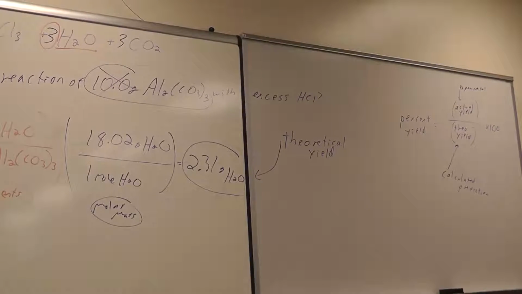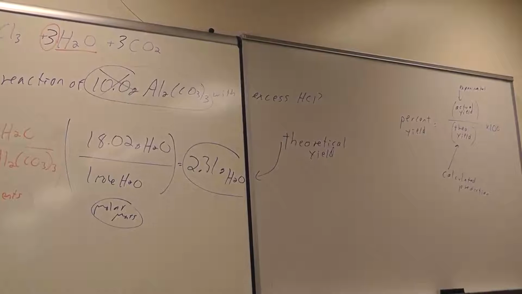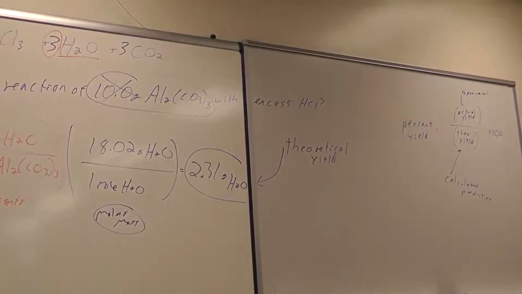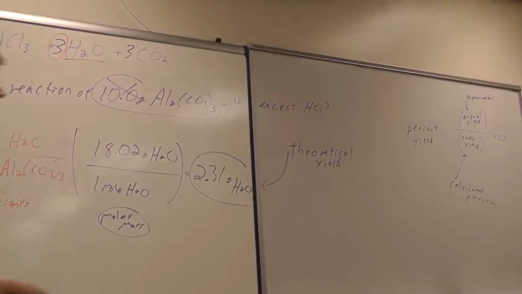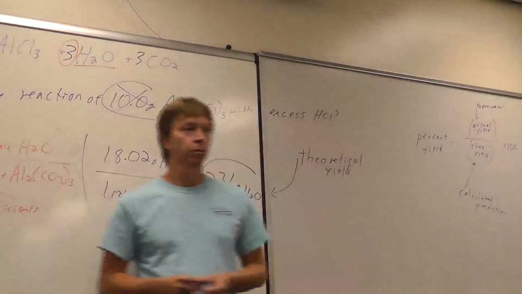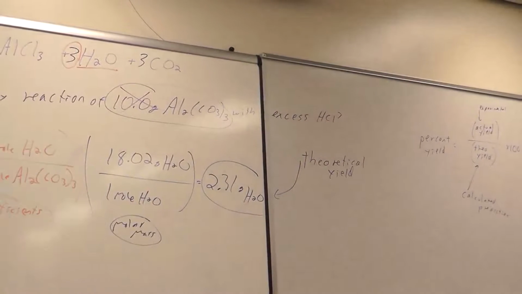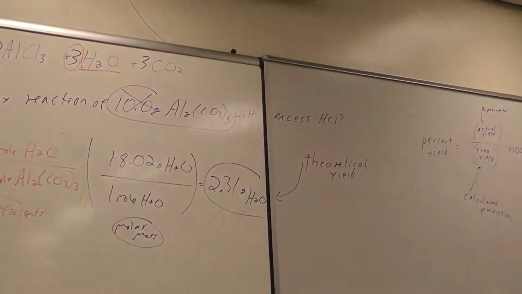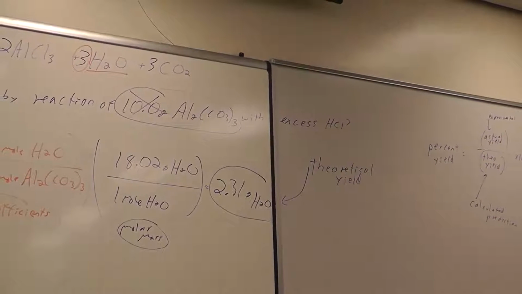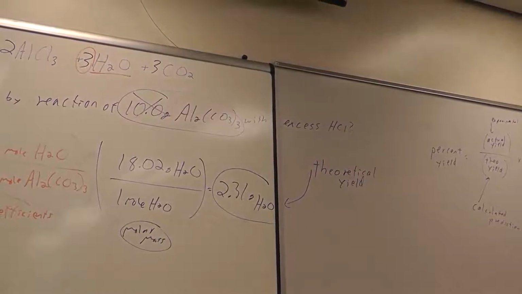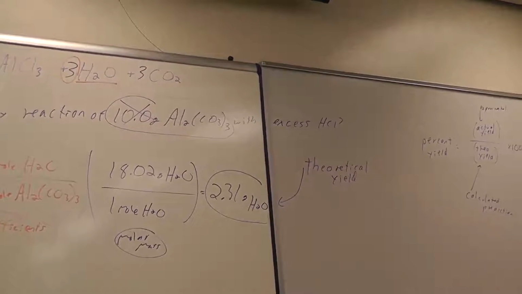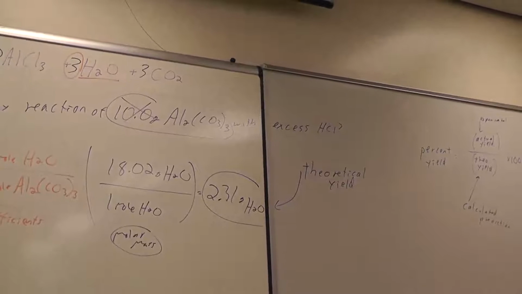The second part of problem 1 says if the reaction is performed and 1.96 grams of water is actually collected, then calculate percent yield. To calculate percent yield, you divide what you got by what you should have got, and then you multiply that by a number. Actual over theoretical.